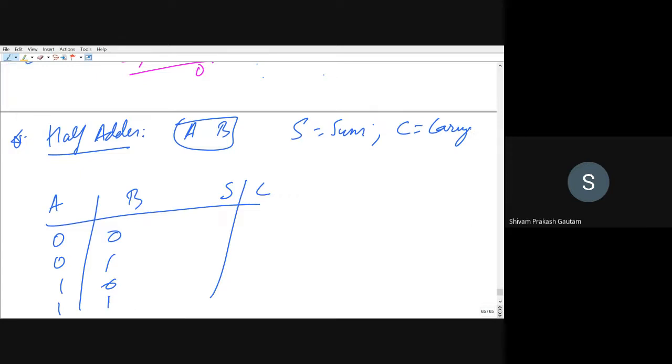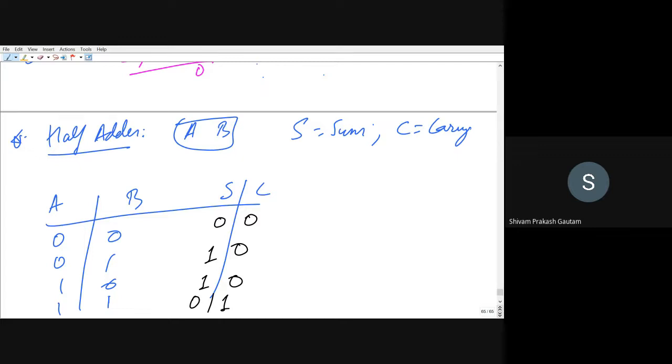Now tell me, if you add 0 and 0, what will you get? Sum will be 0 and there will be no carry, so 0. If you add 0 and 1, what will be the sum? 1. Carry will be 0. If you add 1 0, what will be the sum? 1. Carry will be 0. If you add 1 1, the sum will be 0 and carry will be 1. Right? Yes. This truth table is clear.